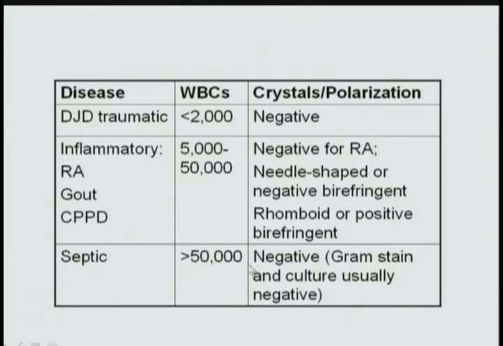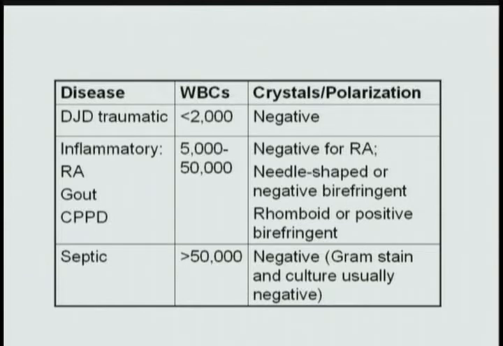These patients generally have over 50,000 white cells. Now here's the thing. The crystals are usually negative in these cases, but the problem is that my gram stain and my culture are also usually negative. That's the problem. So basically, when I have septic arthritis, I can't wait for the culture, I can't wait for the gram stain, because two-thirds of the time it's negative, especially with gonococcal arthritis.